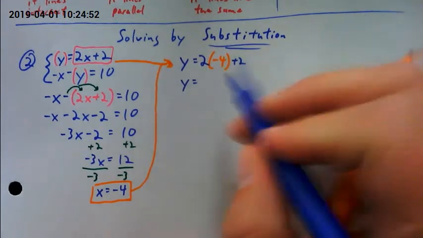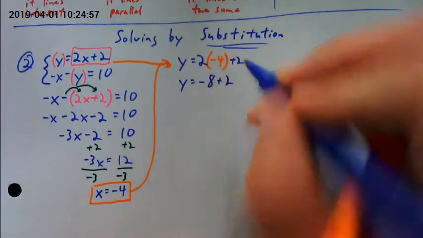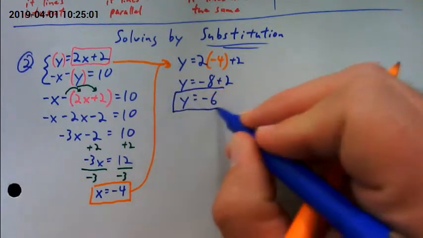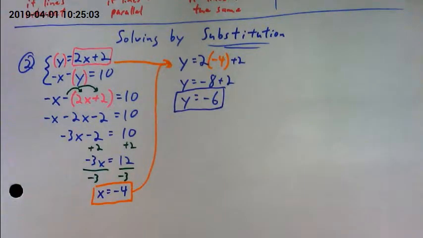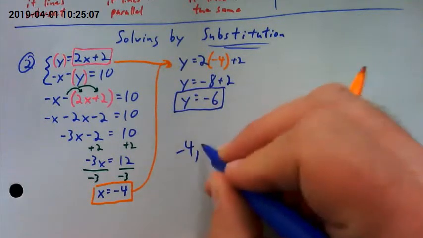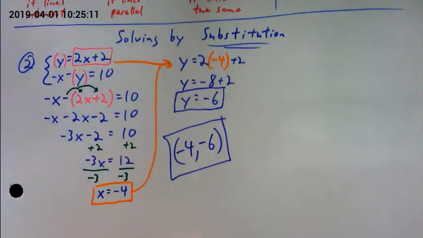2 times negative 4 is negative 8. Negative 8 plus 2 is negative 6. And I already have the second half of my answer. So we have our x value of negative 4. We have our y value of negative 6. And that would be our answer for this problem.